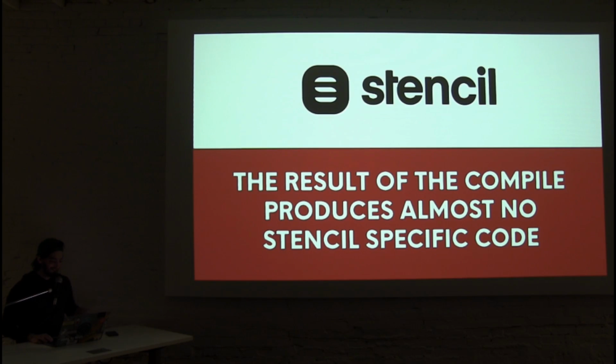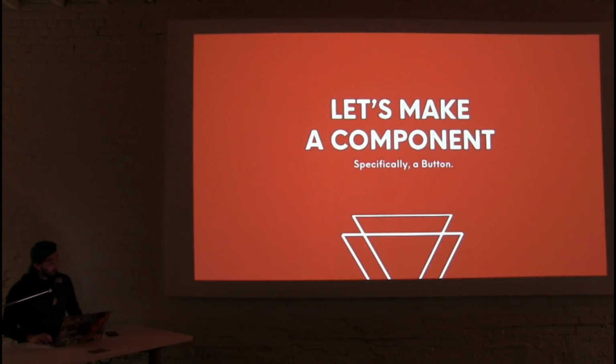The only thing that's considered library-specific in the code that Stencil produces is the JSX and DOM diffing, which is going to be replaced with a good template solution once that comes around in the standard. So the code you download is your application code, and that is pretty exciting. So let's make a component, specifically a button.